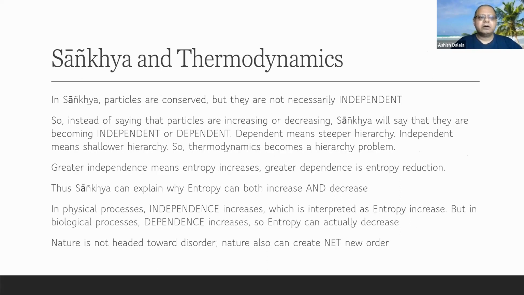So if you want to think of Sankhya and try to apply this to thermodynamics, we will think about this problem in a completely different way. We will say that particles are not increasing, they're not decreasing, right? Because these particles are conserved. What is changing is that the particles are becoming more dependent or independent. If they become more dependent, a hierarchical structure is created and you call that order. Similarly, if they become less dependent or more independent, hierarchies decrease, you call that chaos or disorder. And that's what you map to entropy increase and decrease.